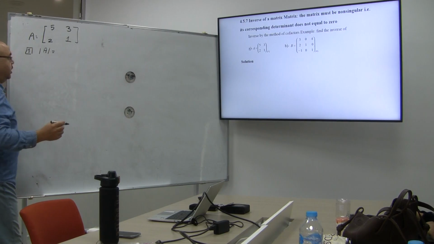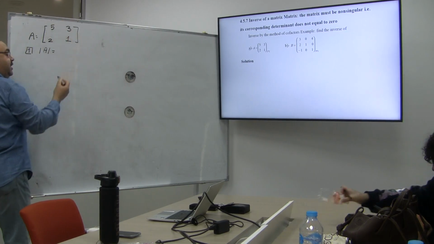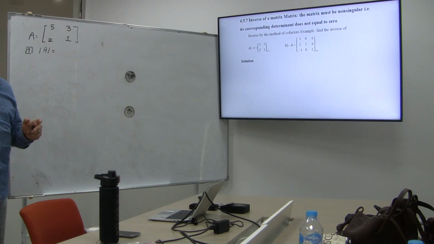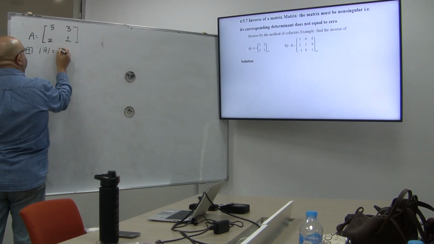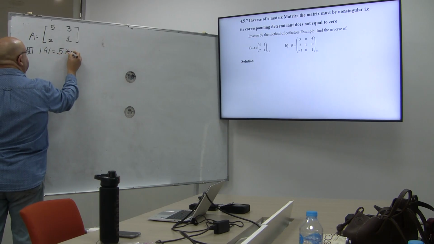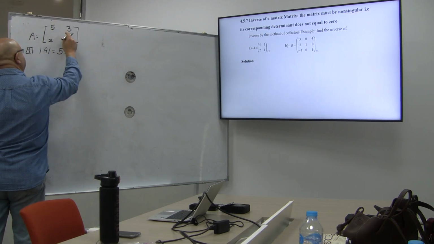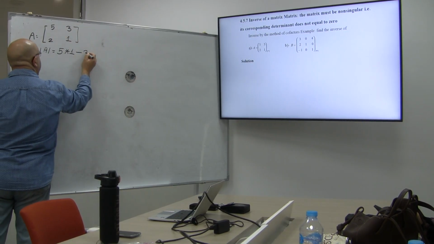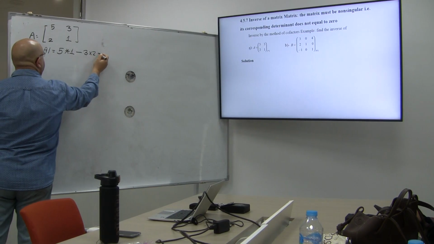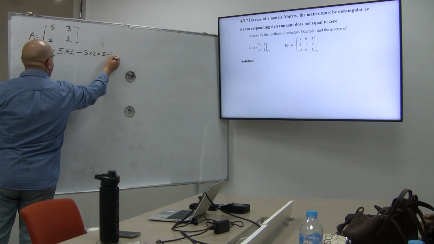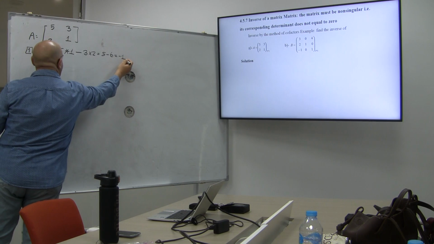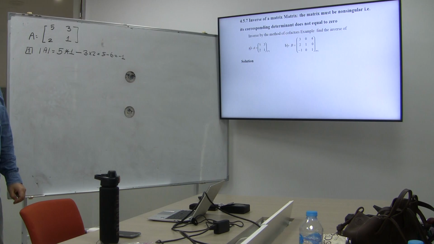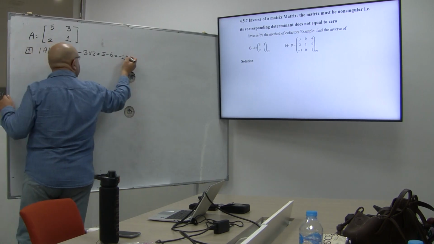All I have to do is multiply the elements of the principal diagonal minus the elements of the secondary diagonal. So it's going to be 5 times 1, those 2 elements, which are the principal diagonal, minus the secondary elements, which are 3 times 2, which comes to 5 minus 6, which is negative 1. What really matters is that this value doesn't equal 0.